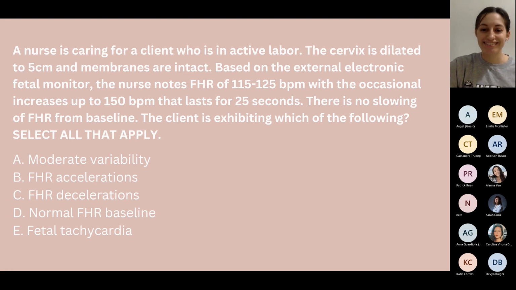All right, you guys got it. Nice, guys. So the correct answers are moderate variability, A, fetal heart rate accelerations, B, and D, normal fetal heart rate baseline. So we're right in the range that we want to be. We have that variability of 5 to 25 beats per minute. And we also have increases. When it talks about those increases up to 150 beats per minute, those are going to be our accelerations. So you guys are exactly right.